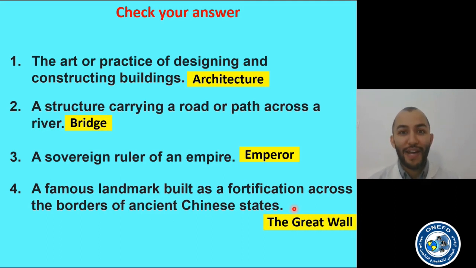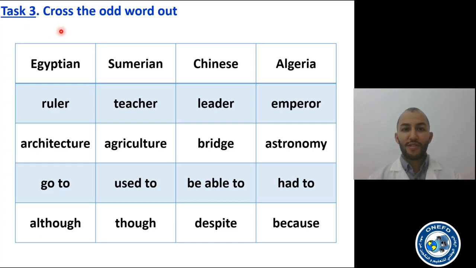So now let's move on. Task number 3, cross the odd word out. So in here, in each line, you have 4 words. And within these 4 words, there is one that is odd that you need to get rid of, that you need to omit, that you need to cross.